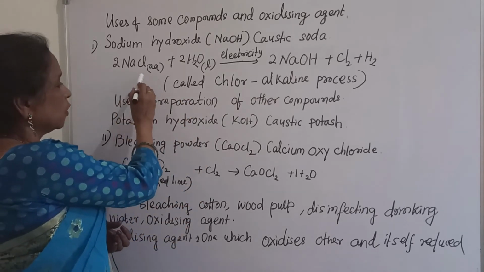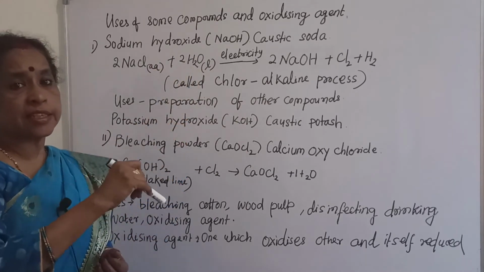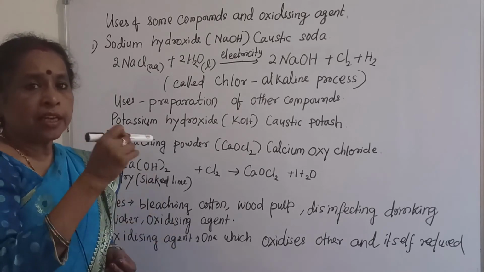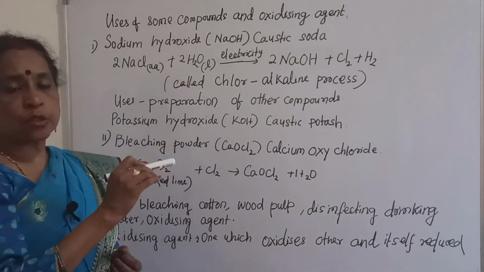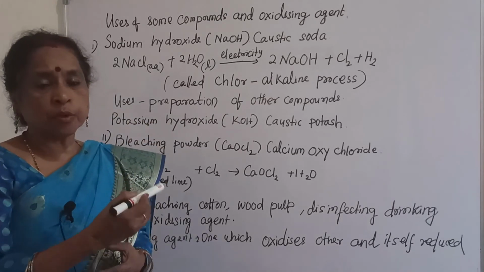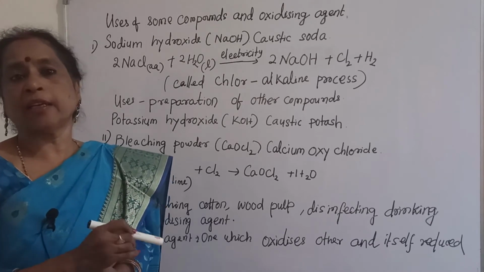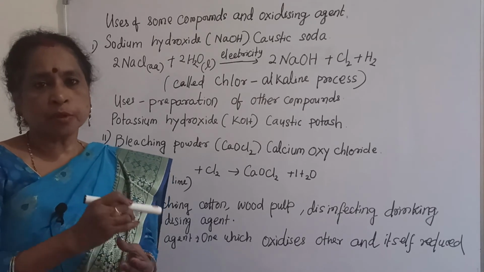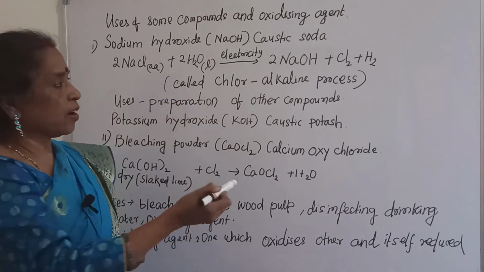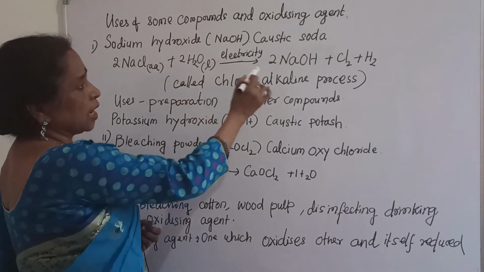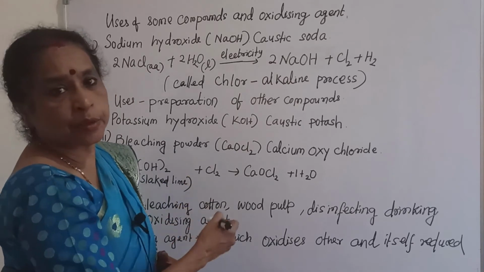You take sodium chloride aqueous solution, and electricity is passed. That means electric current is passed through sodium chloride solution. What is sodium chloride solution? I told you, sodium chloride solution means brine solution. Sodium chloride solution is known as brine solution. When electric current is passed through it, it produces sodium hydroxide, chlorine and hydrogen.